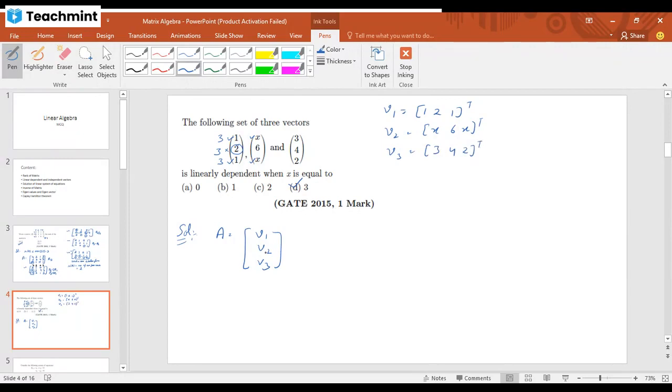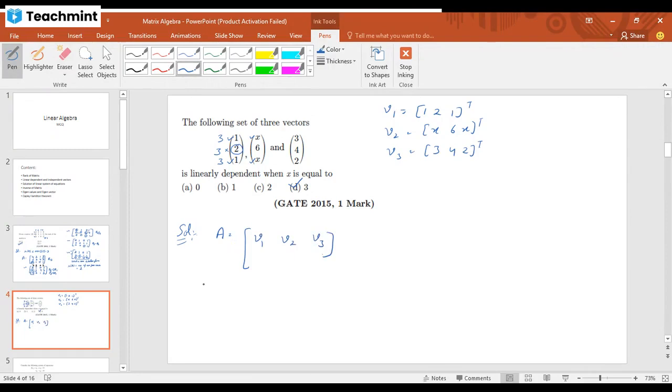Either we can arrange them row wise or column wise, but in this case the vectors are given in column form. So in that case we can arrange them as V1, V2 and V3, and we find out the rank of this matrix.